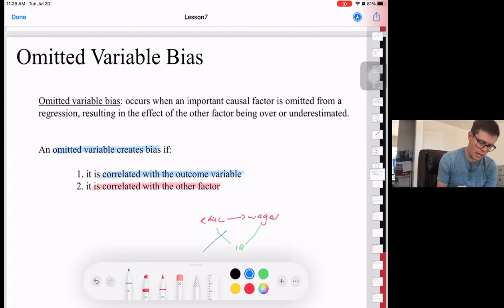If it's not related to education, but it's affecting wages, that's fine. If it is correlated with education, but it doesn't affect wages, or it's not correlated with wages, that's fine. And obviously it's fine if it neither is correlated with education nor wages. The only thing it can't be is correlated with both education and wages. So when that happens, we have trouble right here in River City.